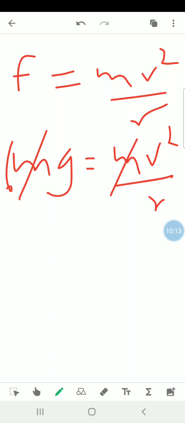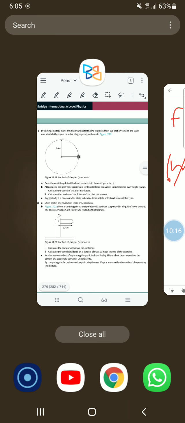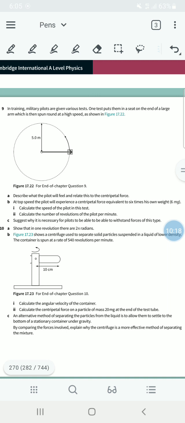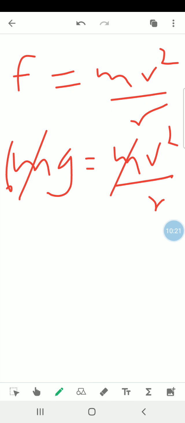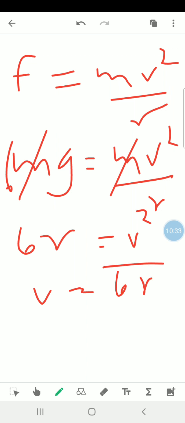Let's see the question. They are asking for calculate the speed of the pilot in this test. So they are asking for v. Then you get 6r is equal to v squared. Then v is going to be the square root of 6r. When you substitute the values, you will get the answer to be 17.15 meters per second.